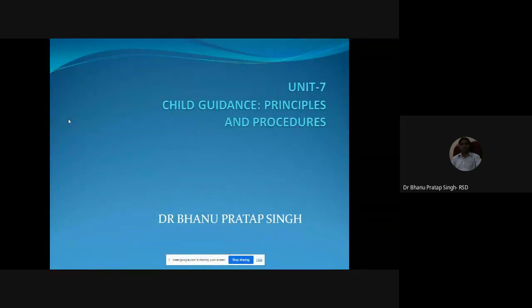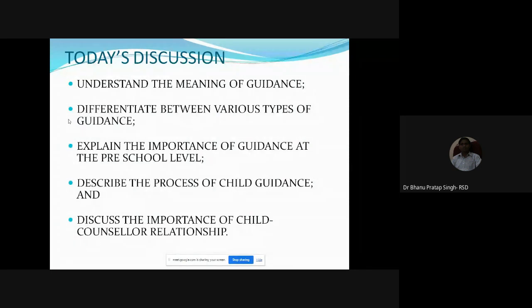Unit 7, I think there are two more units. So we may go quickly because time is very less. Next is child guidance, principles and procedures. So first we will discuss what is the meaning of guidance, various types of guidance, the importance of guidance at preschool, the process of child guidance, and what is the counselor's role and what is the relationship of the counselor with the child.